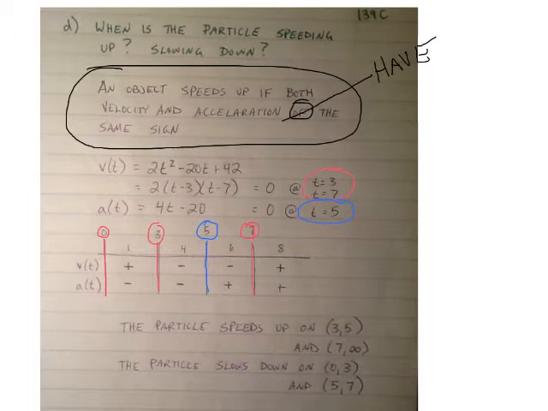I basically made a sign chart for each interval of time: 0 to 3, 3 to 5, 5 to 7, and then 7 to infinity. I looked for instances when the sign was the same. From time 3 to 5, we had matching signs, and from time 7 to infinity, we had matching signs. So that's when we can say that the particle is speeding up, and the particle is slowing down in the other two intervals.